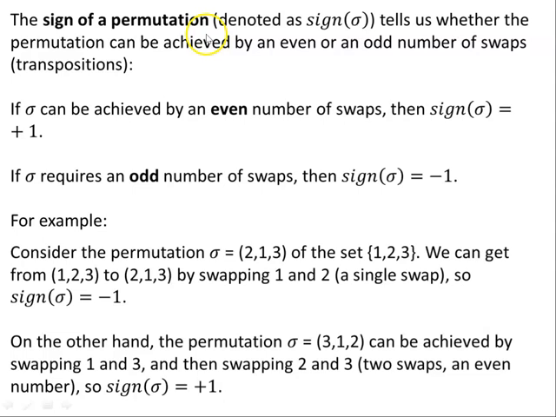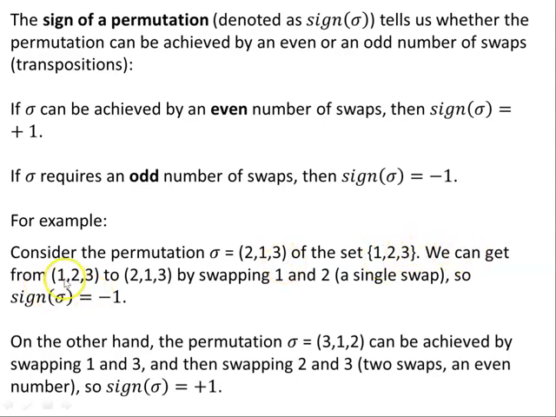Now the sign of a permutation, denoted sign of sigma, tells us whether the permutation can be achieved by an even or an odd number of swaps, transpositions. Remember earlier I talked about swapping the 2 with the 3. That was one swap, an odd number. The sign of sigma would then be -1. If sigma can be achieved by an even number of swaps, then sign of sigma is +1. And if sigma requires an odd number of swaps, such as the one I just demonstrated, then sign of sigma is -1.